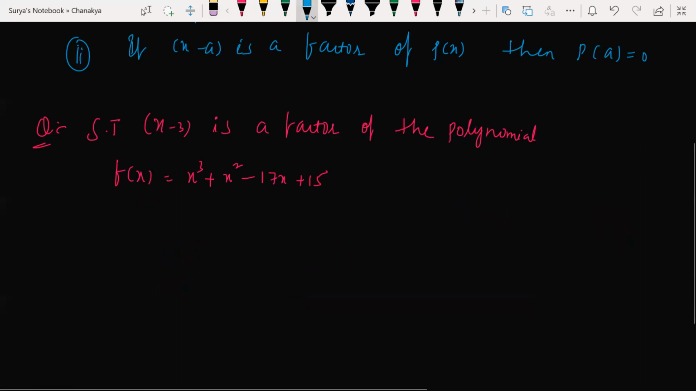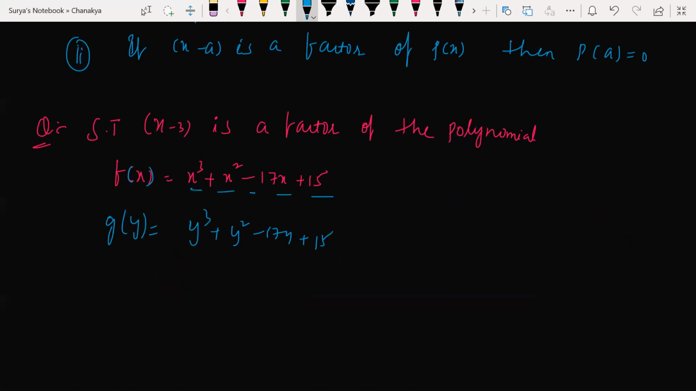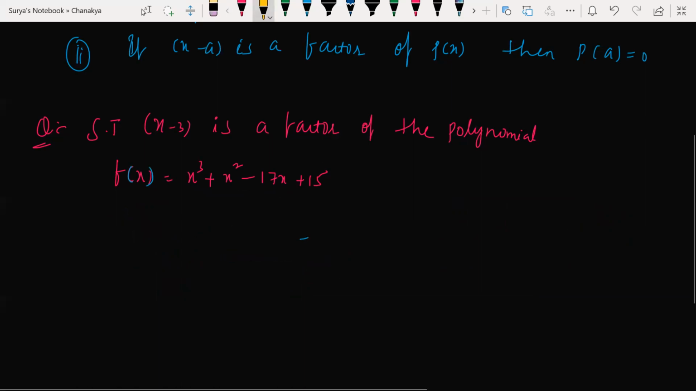Yes, sir. I can write q of y also. Okay. Y cube plus y square minus 17y plus 15. See here in the bracket, whatever the letter you have, the polynomial would be in that letter. Check. It is x here, so the entire polynomial would be in x. You have y here, so the entire polynomial would be in y. That's it. So I'm teaching from very scratch, so no one should have any doubts. If at all you have any doubts, you must ask.